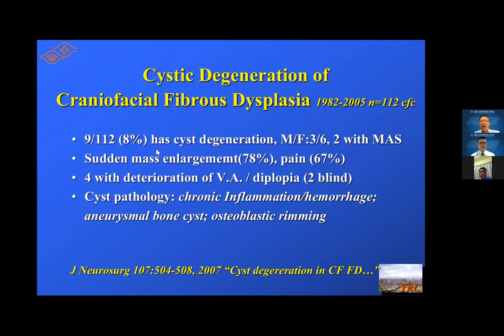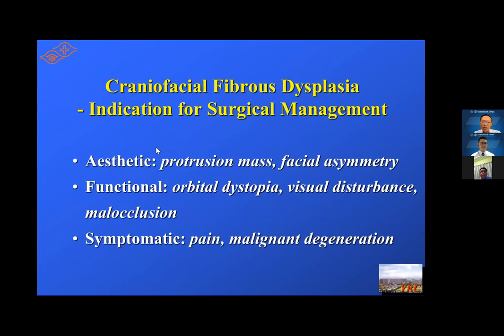Well, as a surgeon, we always want to cure the disease if possible, but it's not possible to completely cure it in some patients. The surgical indications for those patients are for aesthetic reasons because of a protruding mass or facial asymmetry, or functional reasons because of orbital dystopia and visual disturbance, or some patients with malocclusion. And very rarely, patients have very severe pain or even malignant degeneration that requires surgical treatment. So the indication is by the patients' complaints about facial aesthetic problems or functional problems.